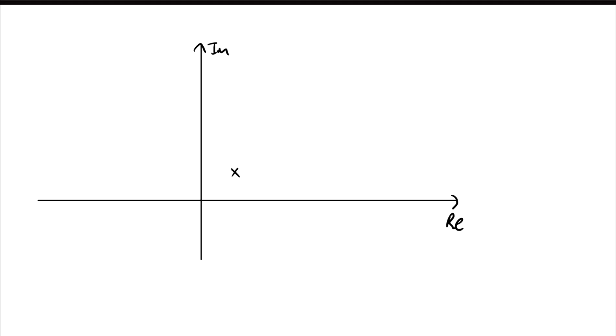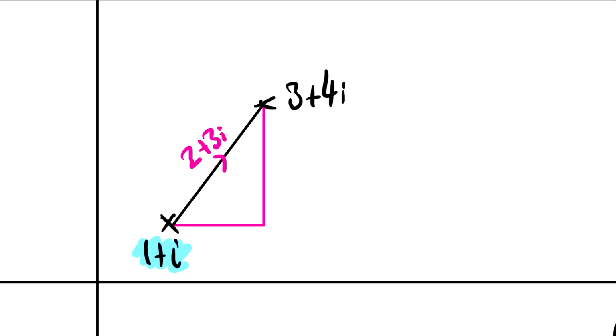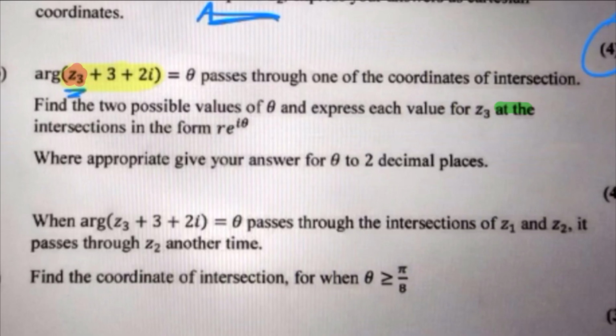So for instance, let's say I have 1 + i, and now I want to add 2 + 3i onto that. Well, that's just going to give me 3 + 4i. Now what this represents geometrically is we start at this point, we added on this point, and we ended up here. Now this is something similar, except the question asks for the values of z3 at the points of intersection.